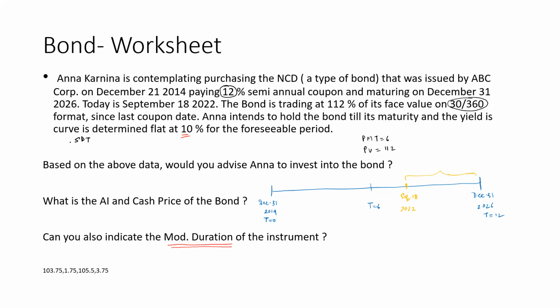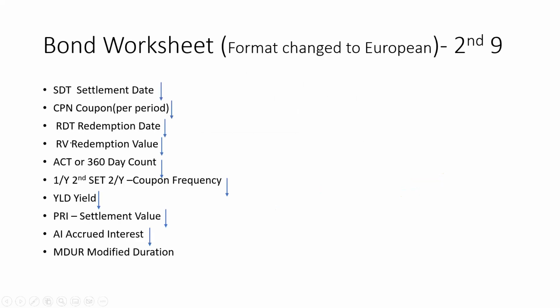I want you to press the down key. Just follow the syntax which is appearing here. Second 9, press and come to SDT, press the down key. You'll see CPN, press the down key again. You'll see RDT, press the down key again. You'll see RV, press the down key again. You'll see either ACT or 360. Now, which one are you seeing right now? Is it ACT or is it 360?